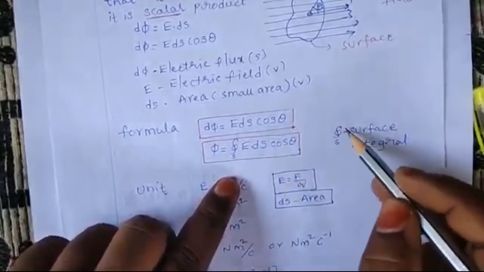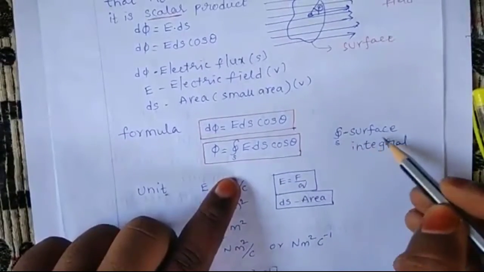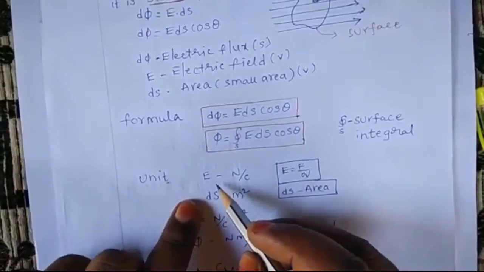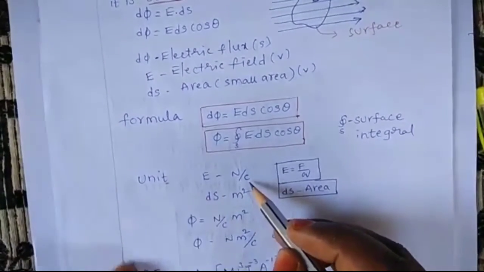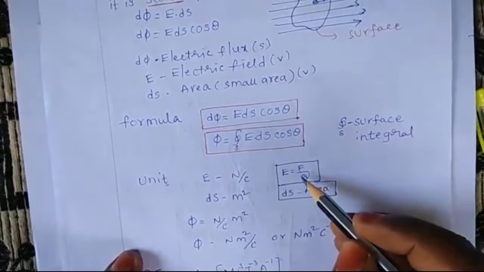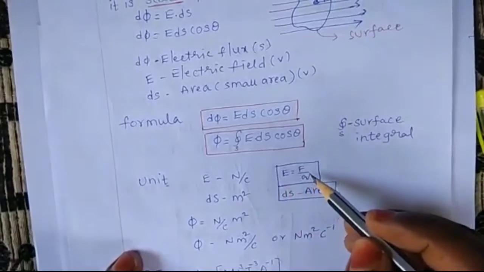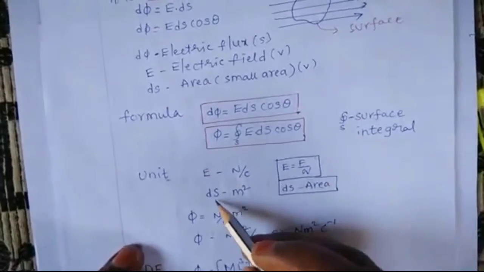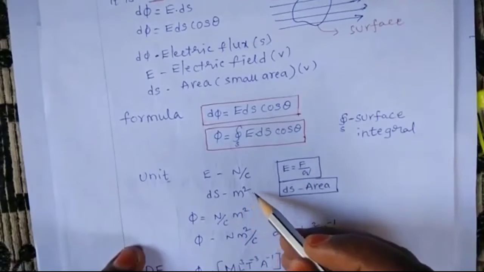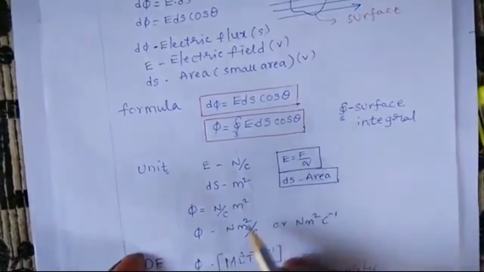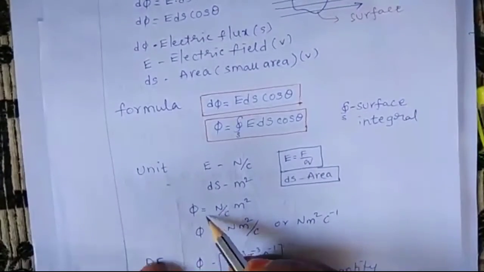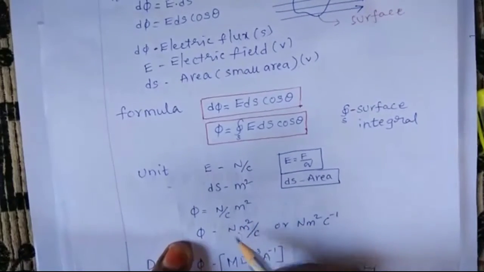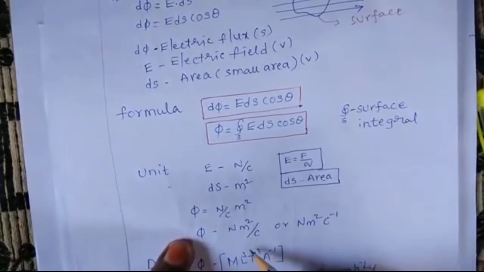Yes, surface integral. Now the unit: the SI unit of electric field intensity is Newton per coulomb, which we get from the formula E is equal to F by Q. For ds, the area, the SI unit is meter square. So the SI unit of electric flux is Newton per coulomb meter square, or Newton meter square per coulomb.